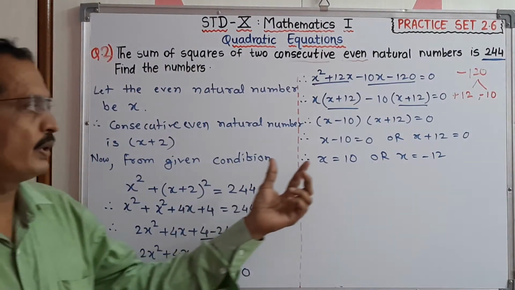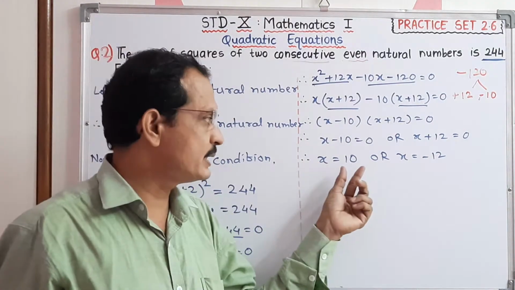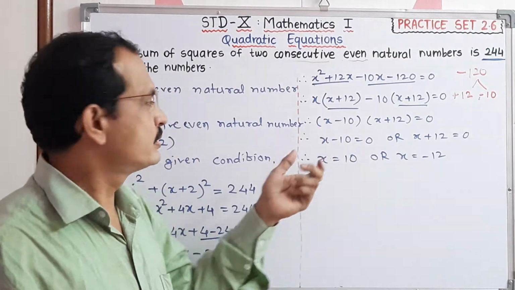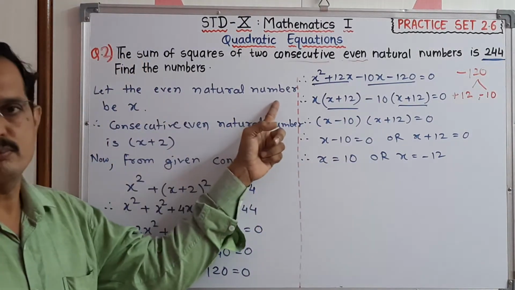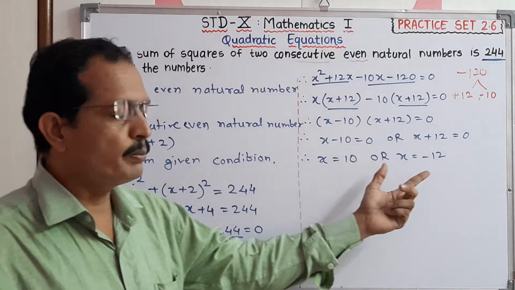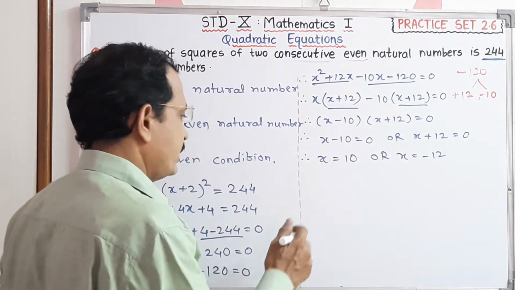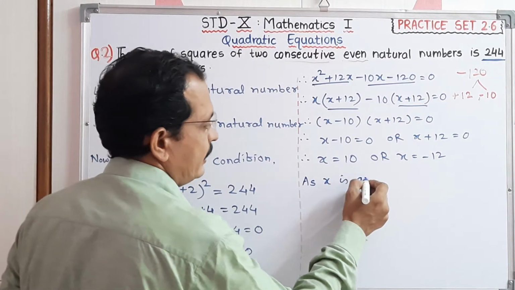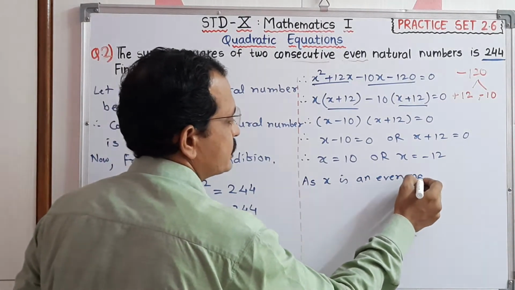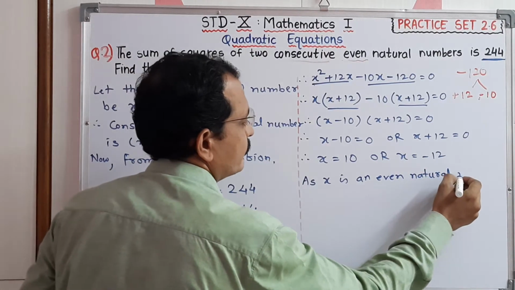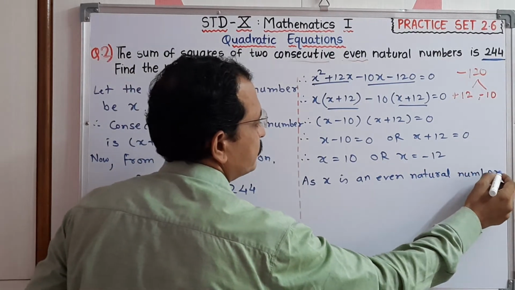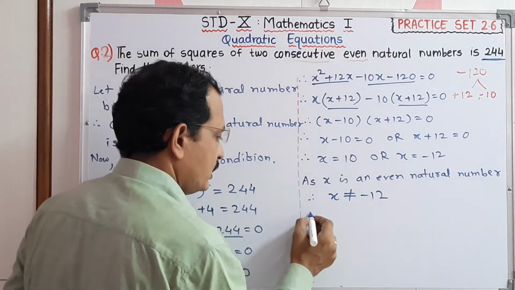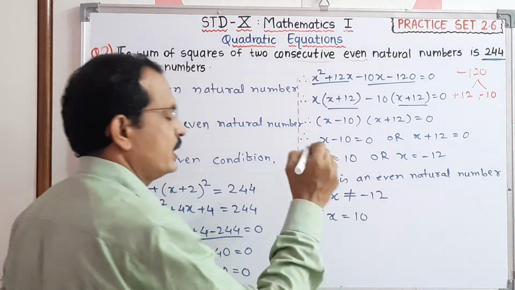Now we got the values of x as two, one is 10 and another is minus 12. But what is x? x is an even natural number, and an even natural number can never be negative. Therefore we have to write here x is an even natural number. Therefore x is not equal to minus 12. Therefore x is equal to 10.